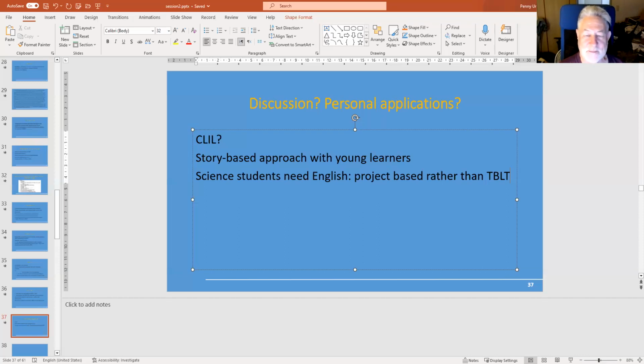Great. Yeah. So in terms of these, CLIL, the three ideas that we're talking about here are variations on task-based. They're still essentially communicative tasks. Yes.